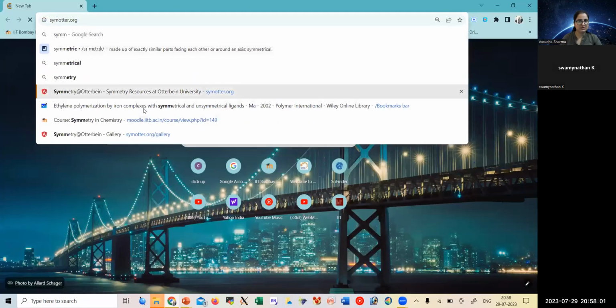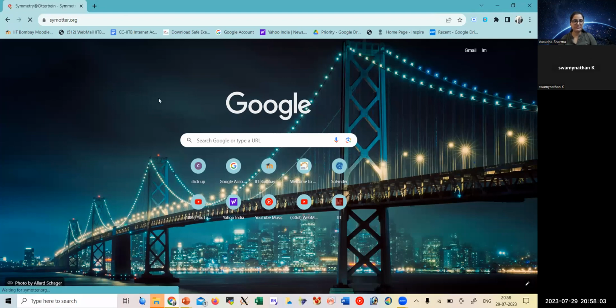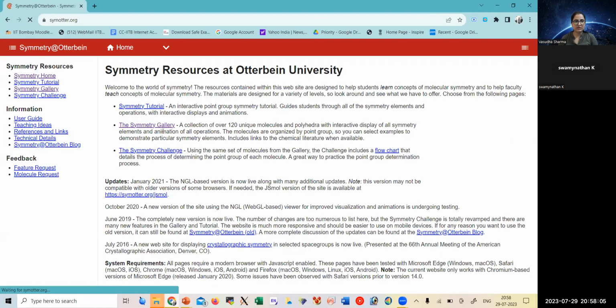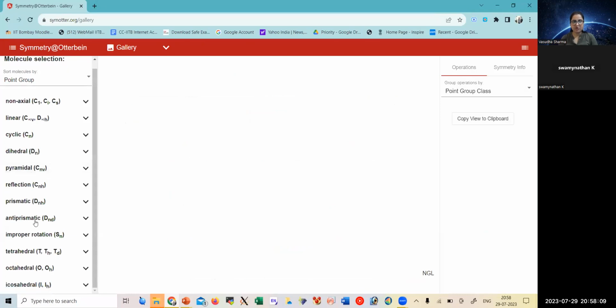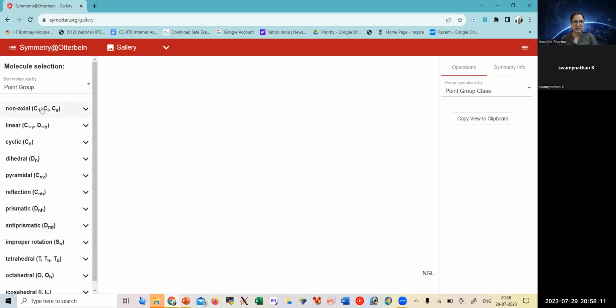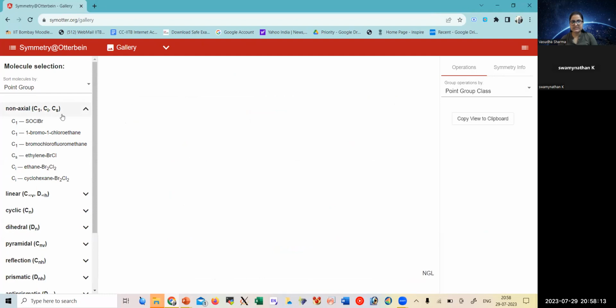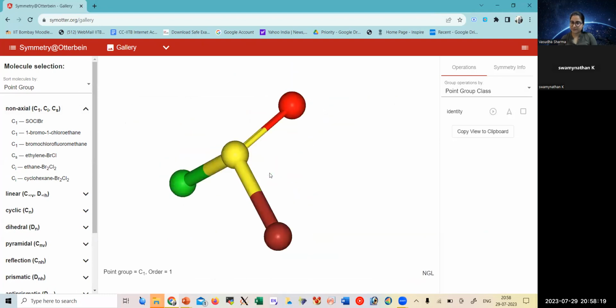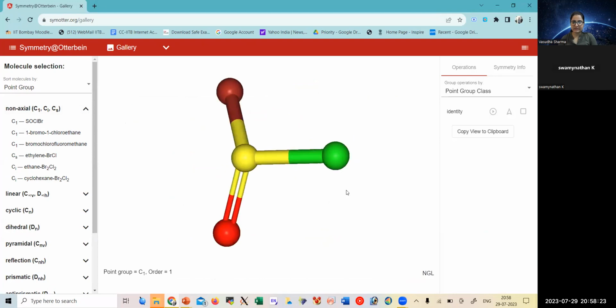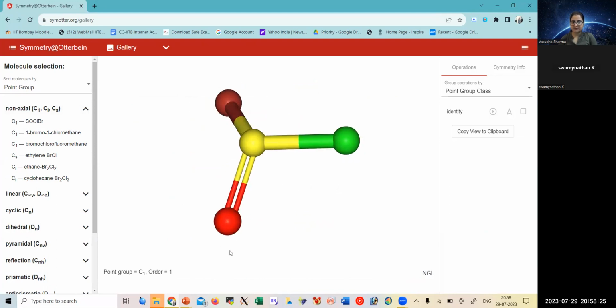So this is Symmetry Otterbeam. You just go to the website and go to the Symmetry Gallery. You will see there are a lot of point groups over here, right? If I take this C1 that I was telling you about, this is one example that gives you a 3D image, where this one is sulfur, this is oxygen, this is chlorine, and this is bromine, whichever way you want.